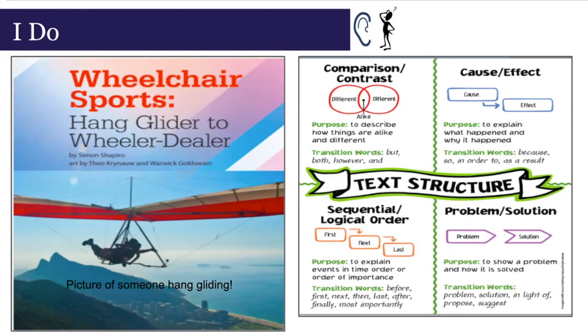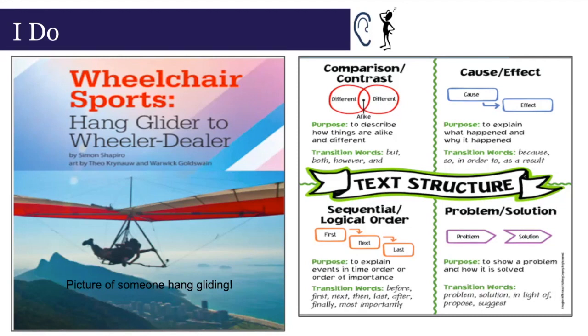Sequential order is another type of text structure. The purpose of this pattern is to explain events in time order or order of importance. Signal words include before, first, then, last, after, finally, and most important.